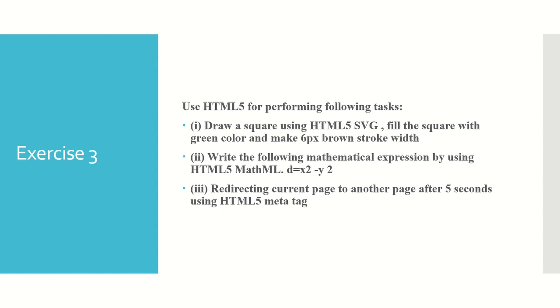Okay, and the second thing is to write down the equation d is equal to x square minus y square using HTML5 MathML. Okay, so we need to use this MathML and then try to define this equation in the HTML page. And the last task is to redirect to a specific HTML page after 5 seconds using the concept of HTML5 meta tag. Okay, so we'll try to perform each of these one by one.